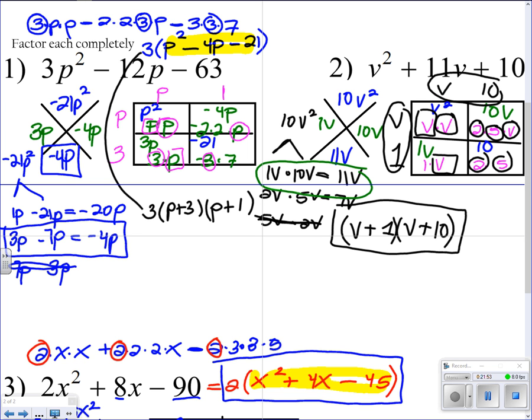Now, if you multiply this, you should get this answer, and they don't multiply to give you that. So that tells me that this trinomial cannot be factored, so this will be my answer.